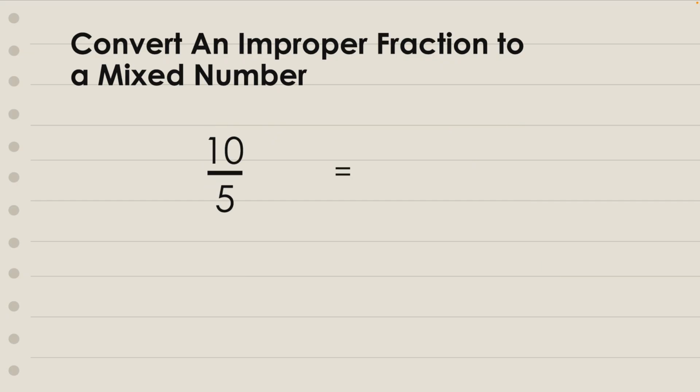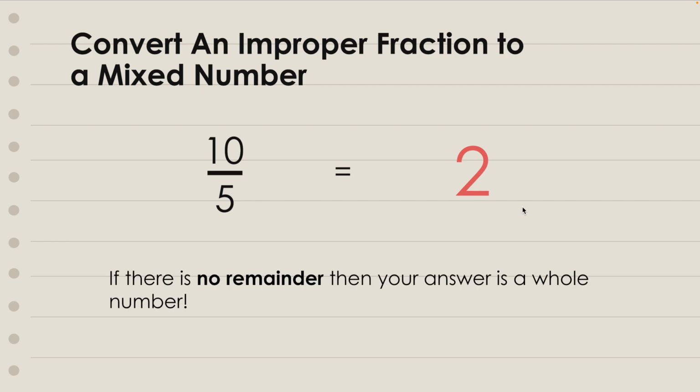Just a note, if when you're doing this you end up with no remainder, so 5 goes into 10 fully 2 times with nothing left over, you can just leave it as 2, as the whole number. You're not going to write it as 2 and 0 over 5. You would just write it as 2.